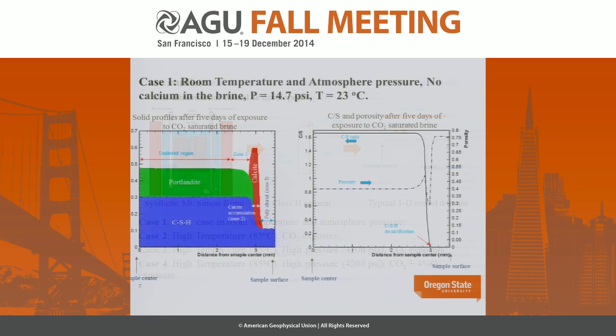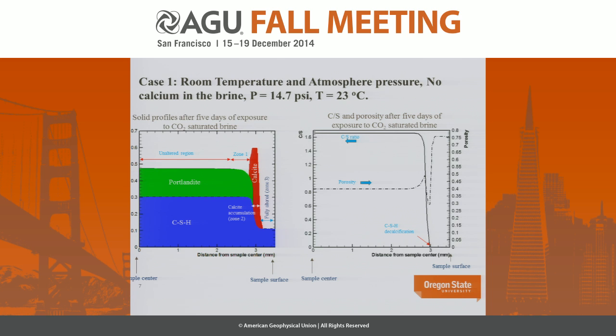So first I'm going to show the results of the first case. Here we have 1 bar pressure. I just used the PSI units. It would be about 15 PSI and 23 degrees C. Here the carbonation zones are completely clear in the left figure. In all of the figures, the left node shows the sample center, the right node shows the sample surface.